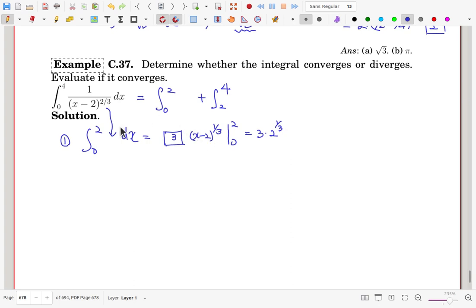For the other side, the antiderivative will be the same, and the evaluation must be from 2 to 4. You can imagine that this side is also convergent, because the antiderivative is no problem at 2 and 4, so it must be convergent. You can find the other side and then add the values to get the final answer.